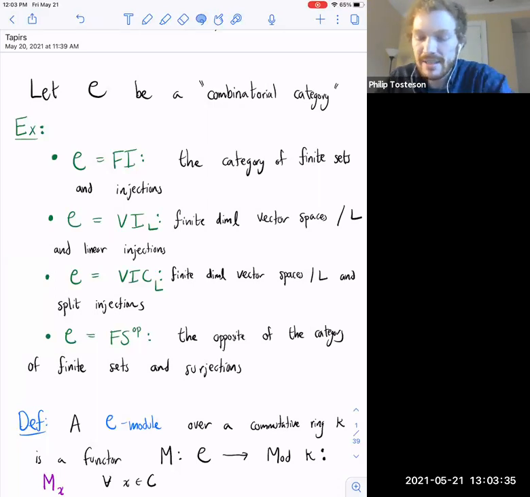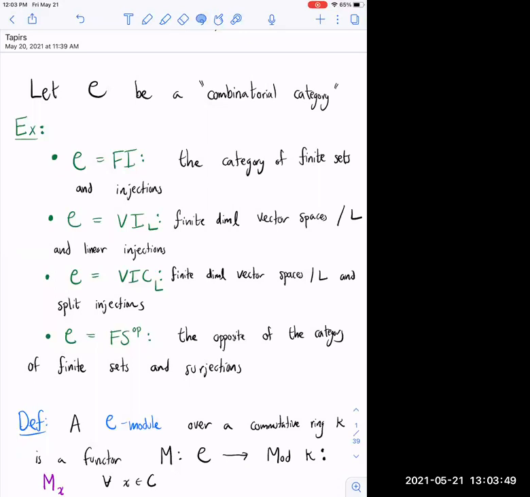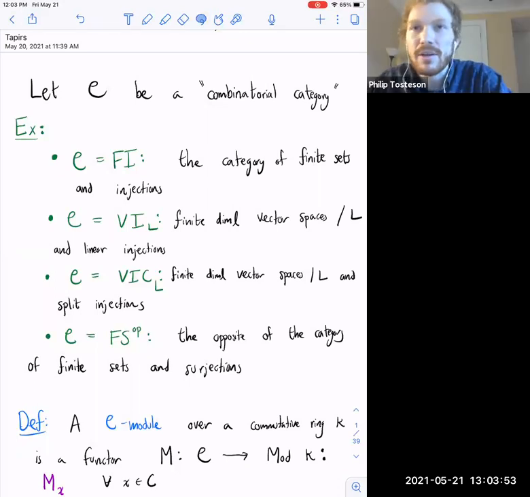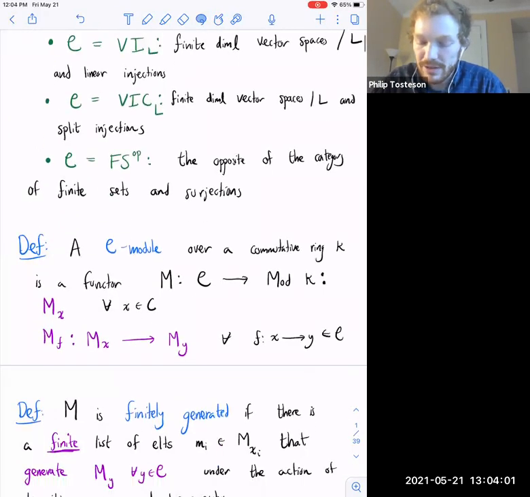The category of finite sets and injections, the category of finite dimensional vector spaces over a field and injections, the same version but with split injections, and then C being the category of finite sets and surjections op. When I say let C be a combinatorial category, I'm thinking of these as my representative examples, though of course there's certainly other ones, just any category of a combinatorial nature.